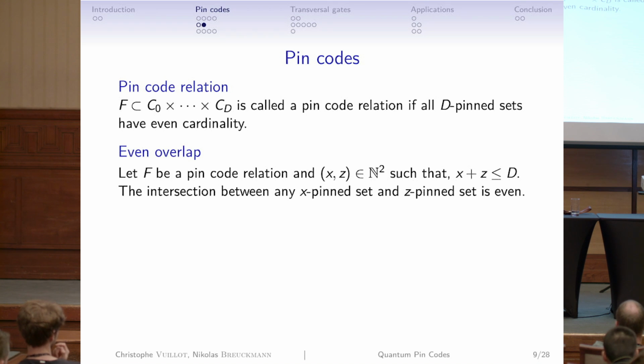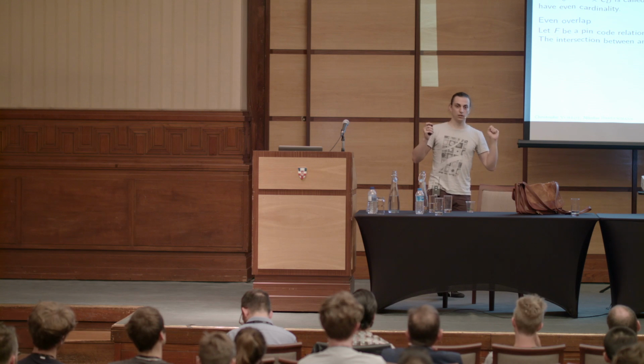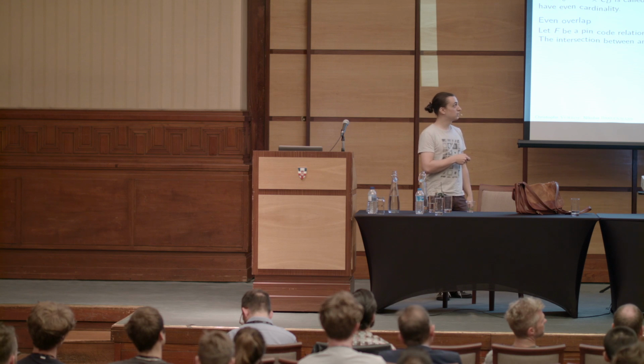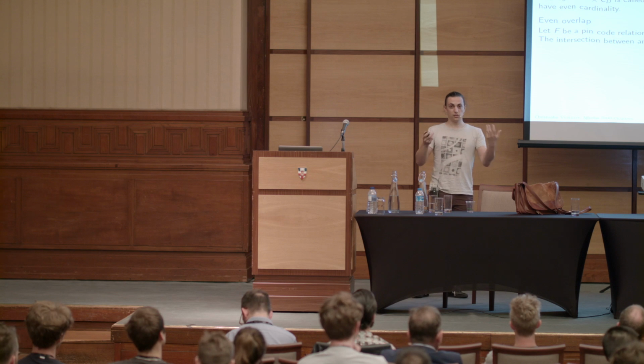Okay, so now we are almost there to define actual codes. Up until here, my relation F was whatever, just a subset of the Cartesian product of these sets. To define a CSS code, I'm going to have to enforce some commutation relation, so I have to put some condition on this relation. The condition is the following: my relation has to be such that if I pin all levels except one, then the number of flags in that pin set has to be even, for every choice of type and of collection. If I have this, I can use the previous properties to show that if I take two pin sets, one that pins X levels and another one that pins Z levels, such that the sum of X and Z is smaller than D, then the intersection is going to be even.